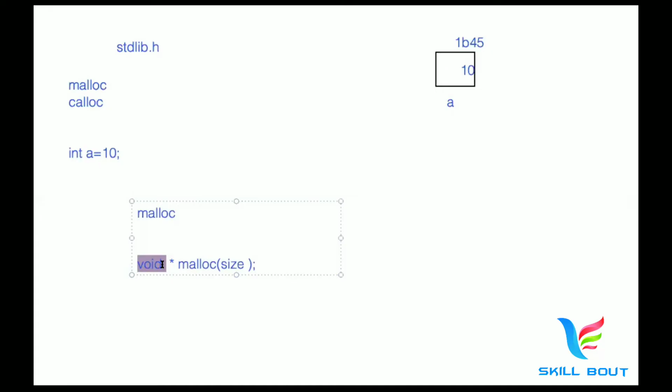Now what is happening? Malloc will go first and create the memory, whatever size you have passed, and after creating the memory, it will return the initial address. That initial address will be which type? Void type. In the further case, you can typecast it for whatever you wanted. That is what we are looking at.